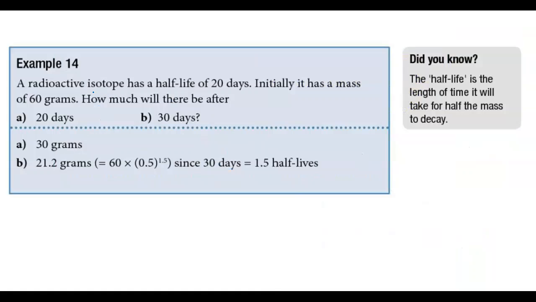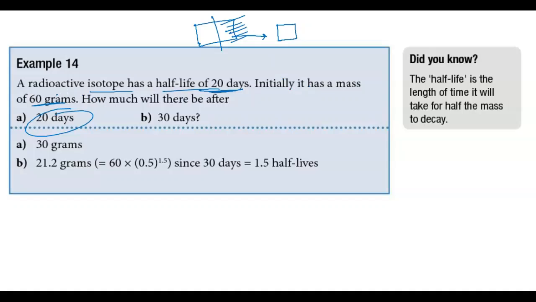A radioactive isotope has a half-life of 20 days. Initially, it has a mass of 60 grams. How much will there be left after 20 days? And this means that, suppose I am having this much radioactive substance, in 20 days it decays and becomes half of it. That is, only half part is left, and the other part gets decayed.